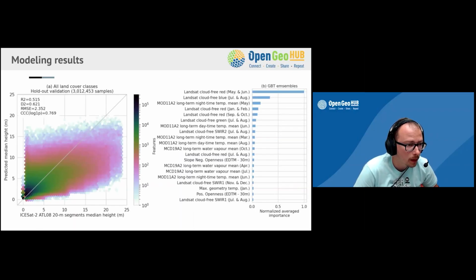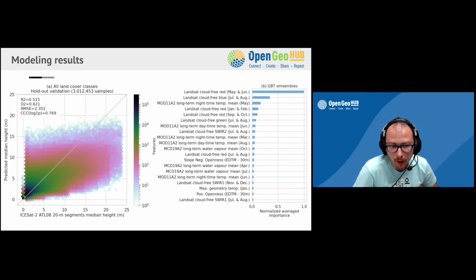One more. And basically, this is our accuracy. So we had an R square of 0.51, and the root mean square error is 2.3 meters. For this type of metric, basically the proper metric is the D2. And here we estimated that with the holdout validation, considering 10% of the sample, so 3 million samples.